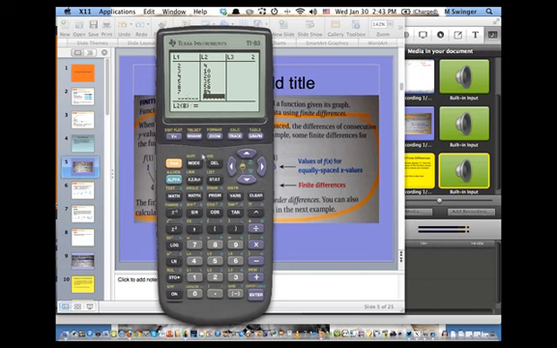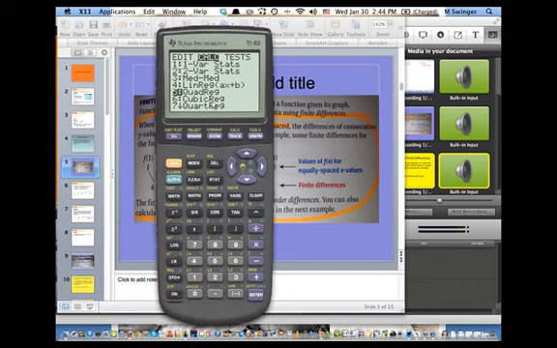You got your list. All you have to do is hit stat, scroll over to calc, and look down here. Now here's the deal. I don't have to give you a cubic. What if you got second order differences were the same?